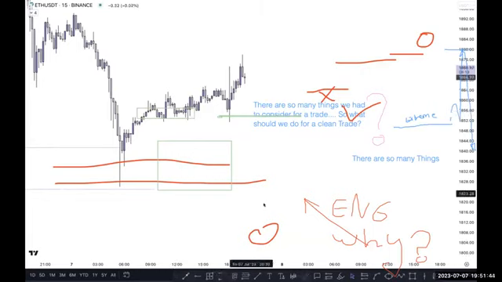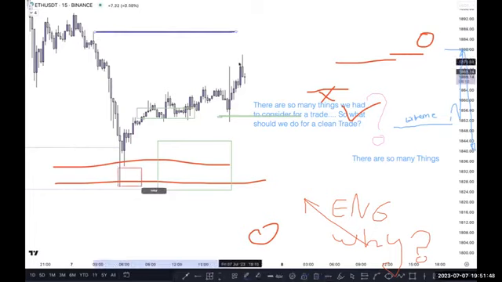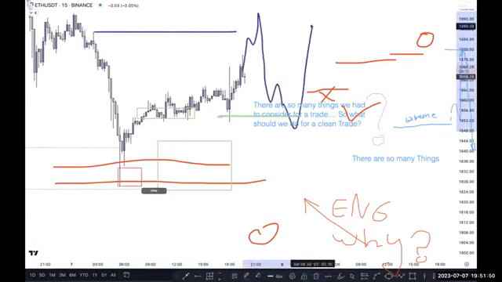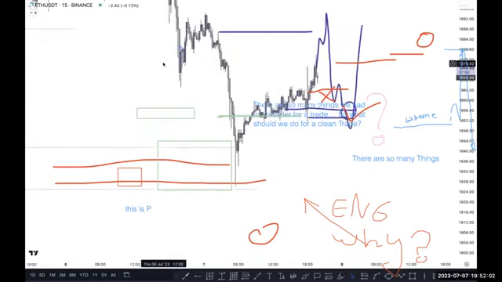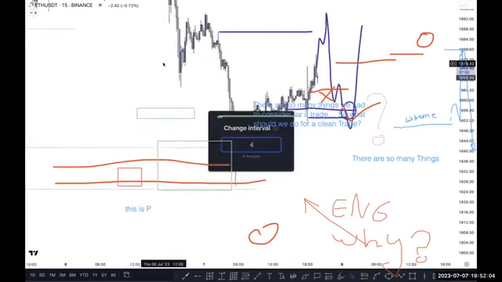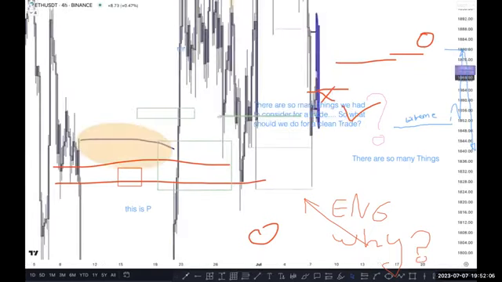So the first pullback is here. Where is the first pullback? Here. Broken this one, taken out the inducement, and then we can buy. Okay, because this one grabbed the liquidity and this becomes our strong possible PY, right? So it depends. Okay, so first of all, look at the 4-hour time frame.